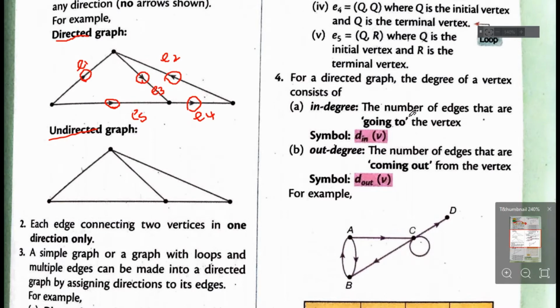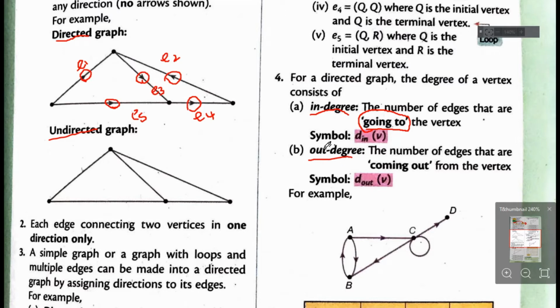For a directed graph, the degree of a vertex consists of in degree and out degree. What is in degree? In degree is the number of edges that are going to the vertex. Masuk, masuk ke dalam vertex. And this is its symbol, D. D means degree, in, and this vertex.